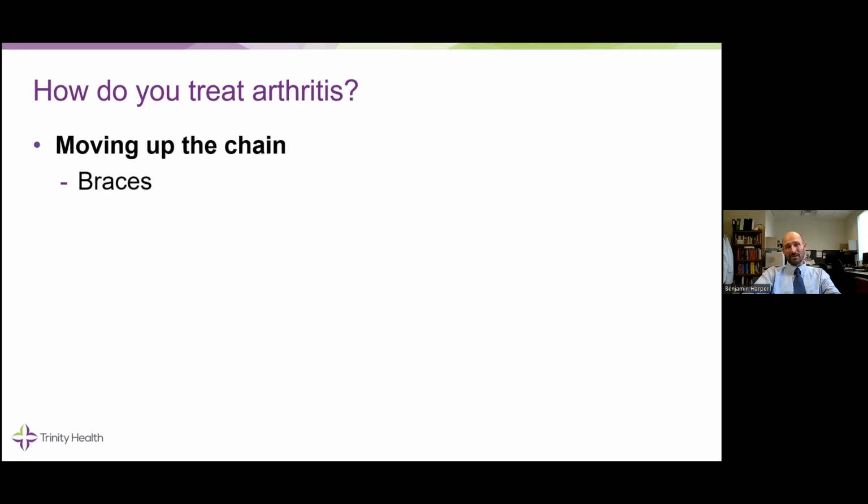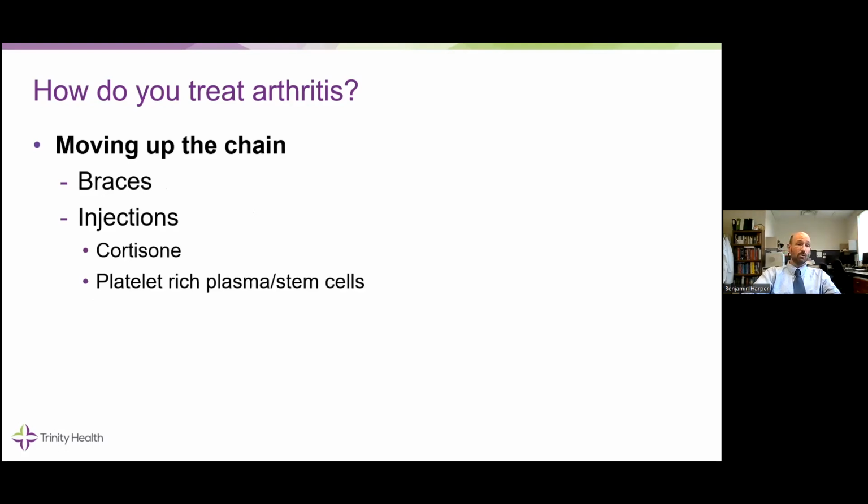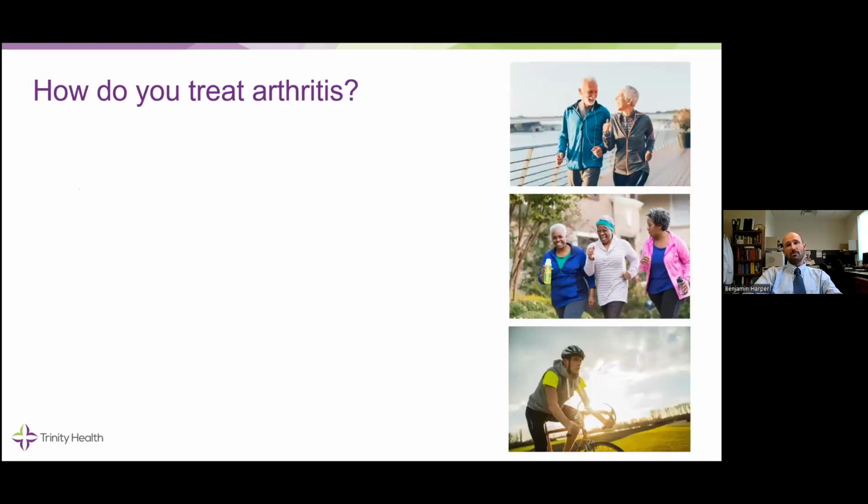And then moving on up the chain, we can talk about bracing, injections of a variety, cortisone, PRP, stem cells, visco supplements, which a lot of people call the gel shots, and then surgery. Each time you look at these things, it's kind of balancing how much is needed and risk versus benefit.